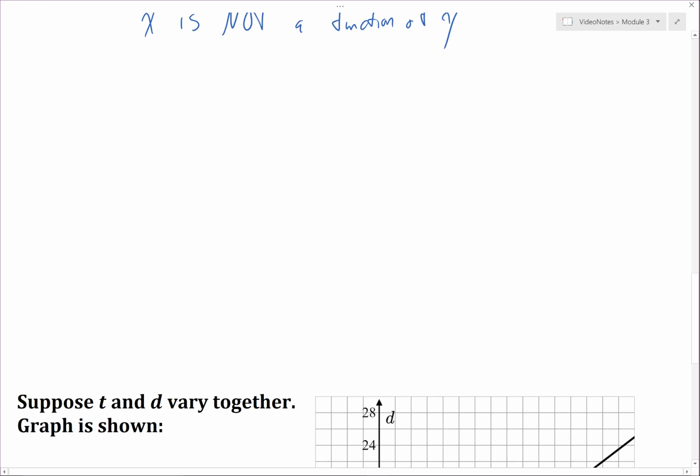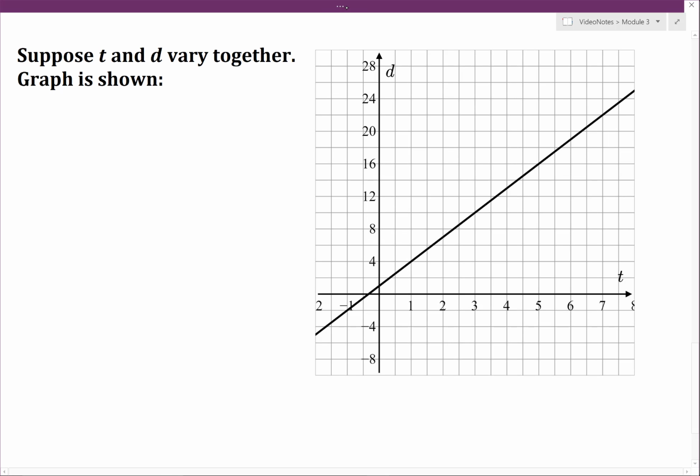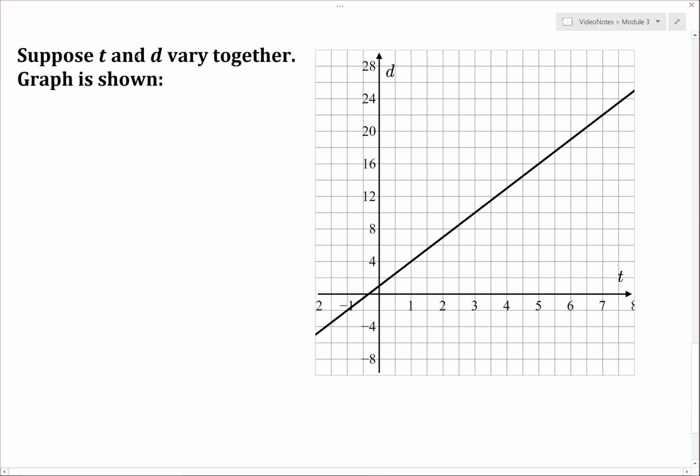Let's look at one more scenario. Suppose t and d vary together, and we have the graph of this relationship. If we imagine picking any value for t, so I'll pick a t right here, but you could pick any value of t, we can use the graph and see that there's exactly one corresponding value for d. And because of this, we can say that d is a function of t. And maybe we'll call this function g. So g of t is equal to d.